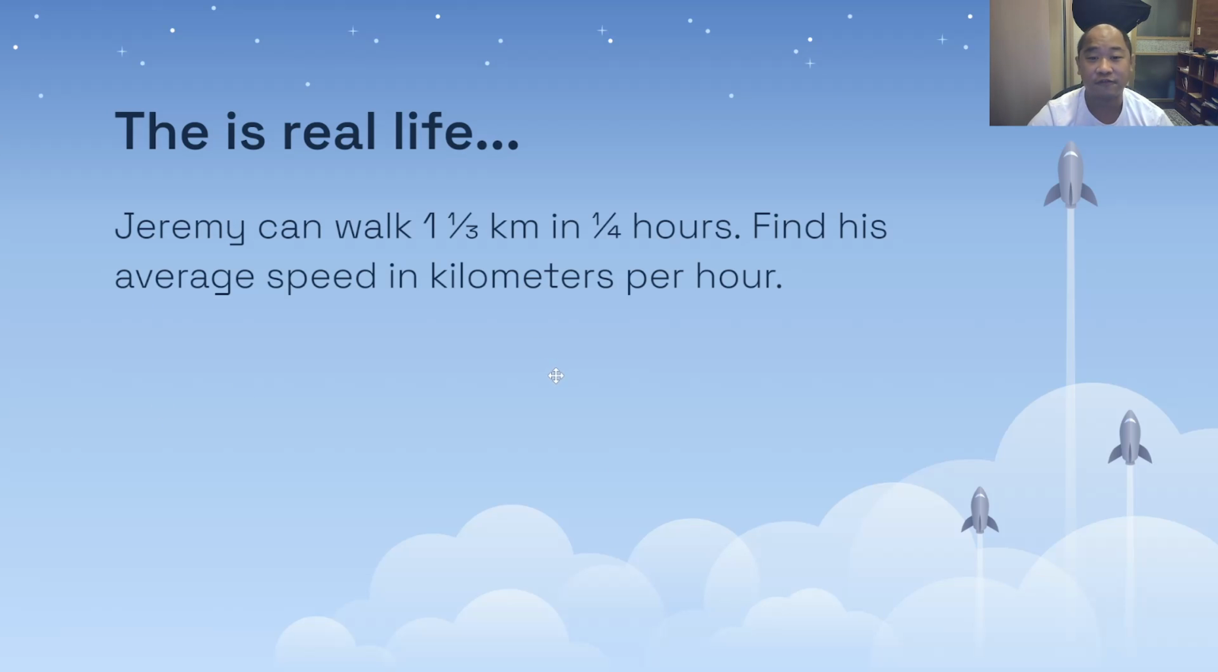This is real life. Jeremy, good old Jeremy. He can walk 1 1/3 kilometers in a quarter hour because he's super fast. Find his average speed in kilometers per hour. So, 1 1/3 kilometers in every 1/4 hour.